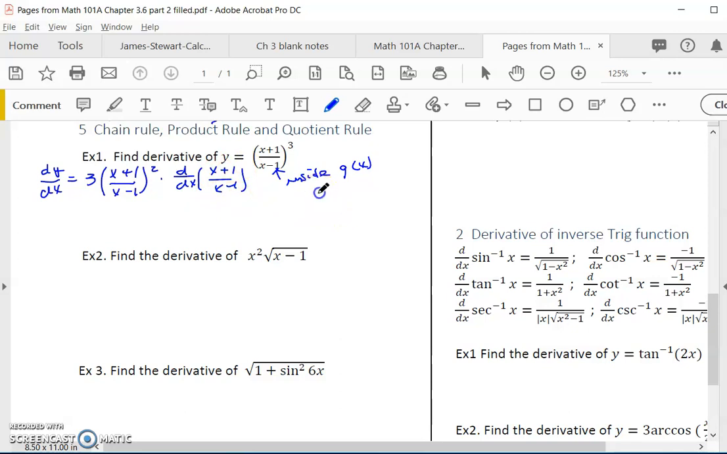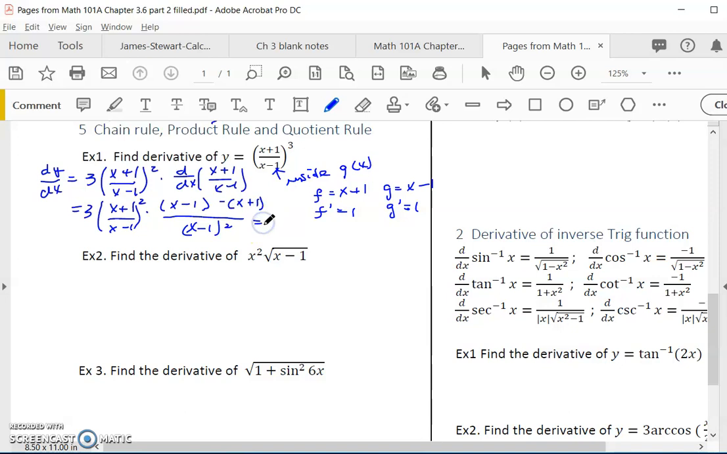Now this would be a quotient rule, so we'll do f prime g. But this g is now this one, right? f is x plus 1, g is x minus 1, f prime is 1, g prime is also 1, when you take the derivative of this. So the final answer would be, over g squared, x minus 1 squared, f prime g minus g prime f: 1 times x minus 1 minus 1 times x plus 1.